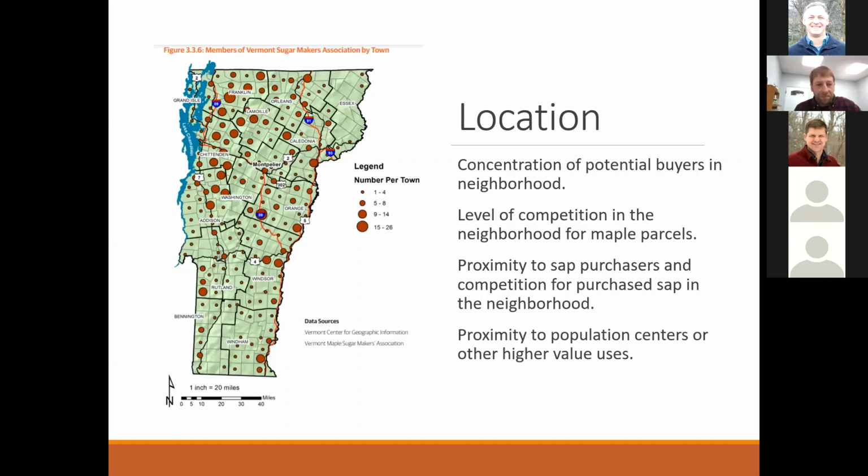Association by town. The bigger the dot, the more sugar makers in that location. Predictably, the Champlain Valley and up into the northern tier really are the most concentrated, throughout Chittenden, Lamoille, Franklin County. And I think it's important to understand, when you're working in a certain location, what's the level of competition in the neighborhood for maple parcels?